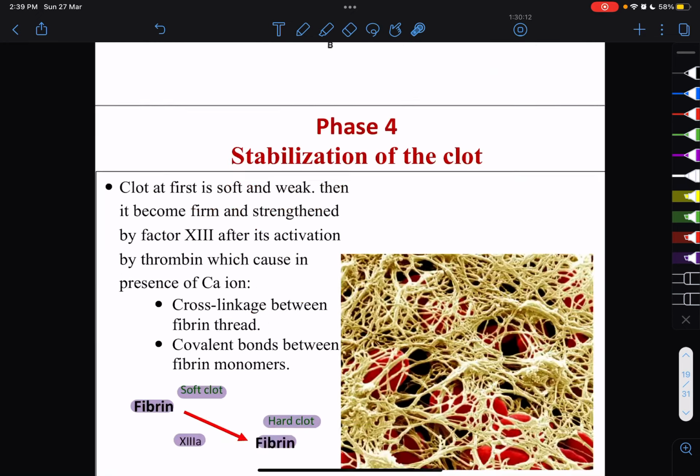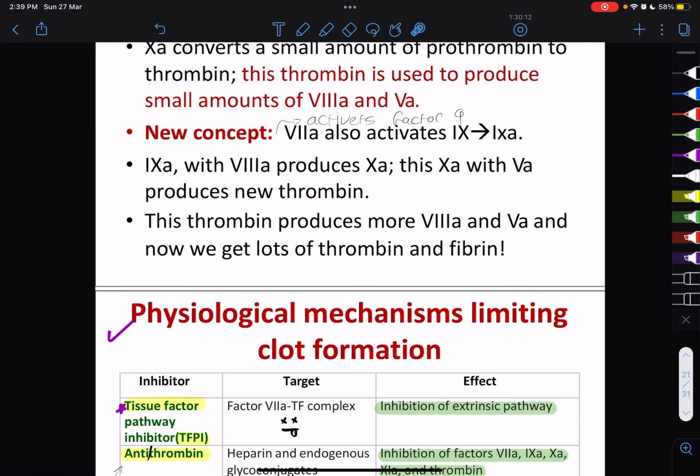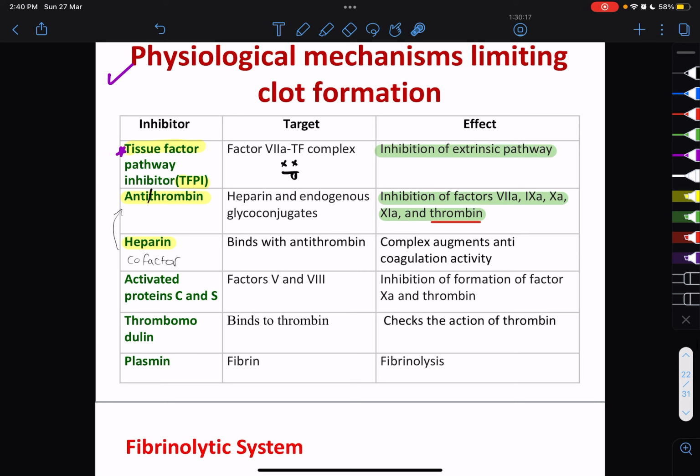There are some little proteins which are secreted in the blood and they come from the liver. Protein C and protein S. They are also anticoagulants. Their target is factor 5 and factor 8, and they inhibit these factors, preventing the formation of factor 10A and thrombin by inactivating them.